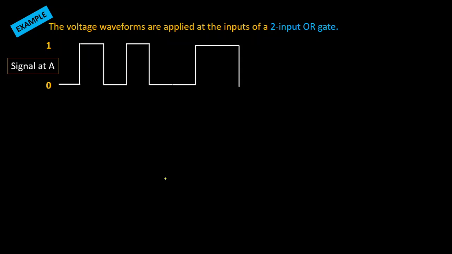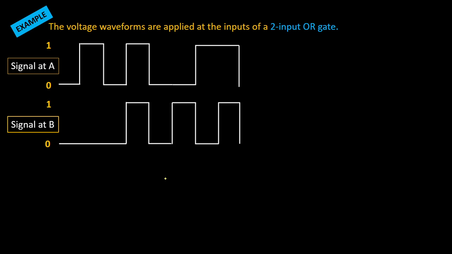So now let us take an example as we had discussed in the previous example. There will be two waveforms applied at the two input OR gate. The same waveform that we have seen in the previous case. This will be the signal at A. This will be signal at B. And we are supposed to find what will be the signal present at output terminal, that is Y terminal, right? So we want to find what will be present at Y, right?